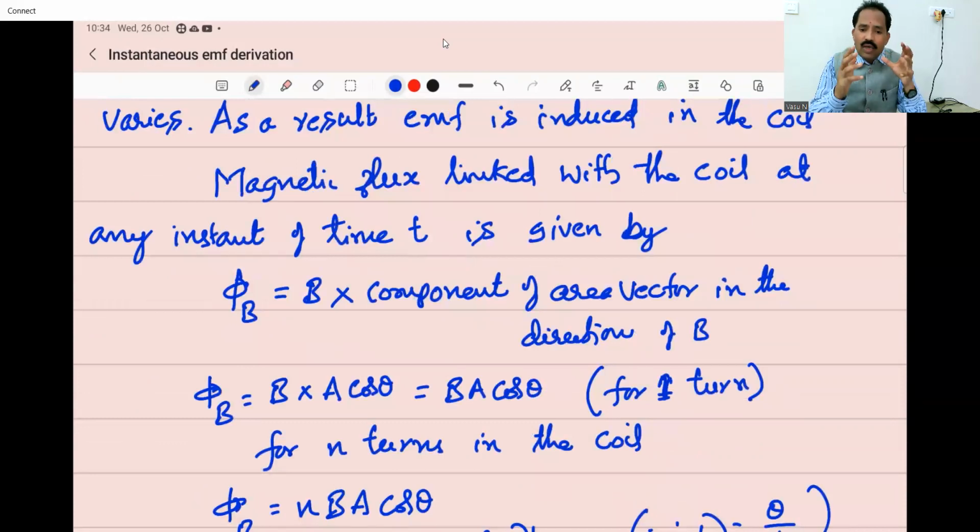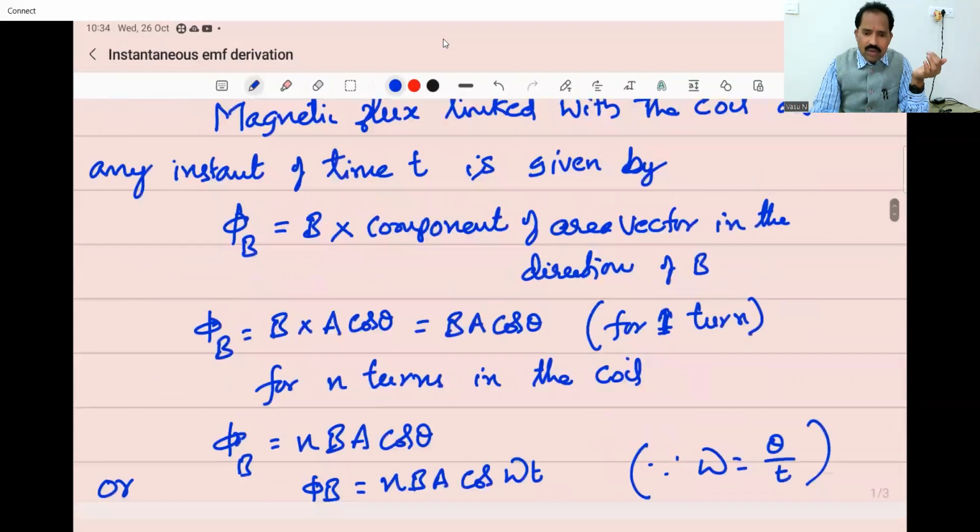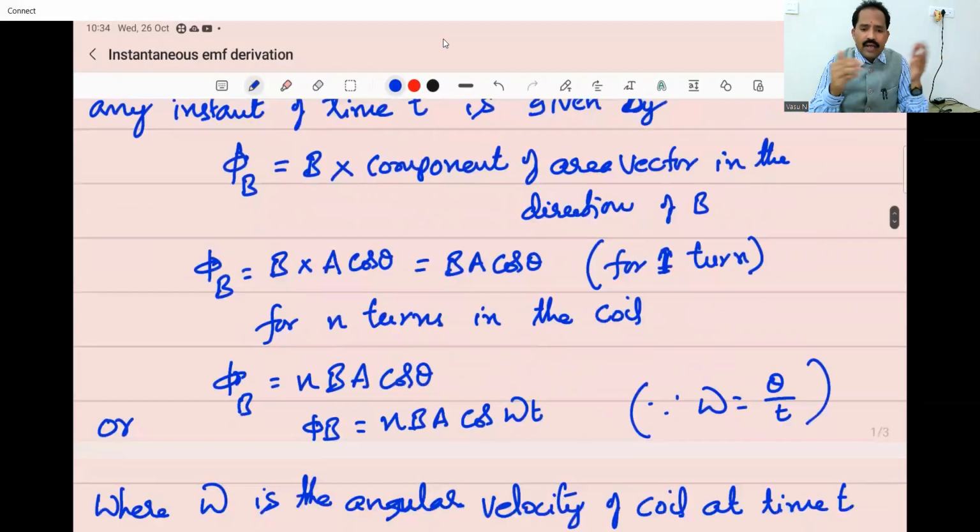This is for one turn of the coil. This is the magnetic flux linked with one turn of the coil: phi B is equal to BA cos theta. If there are N turns of the coil, we have phi B is equal to NBA cos theta. Remember, it is phi B.